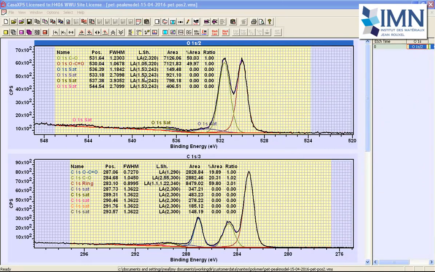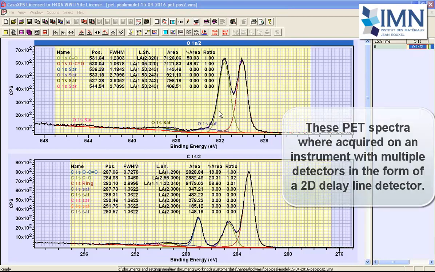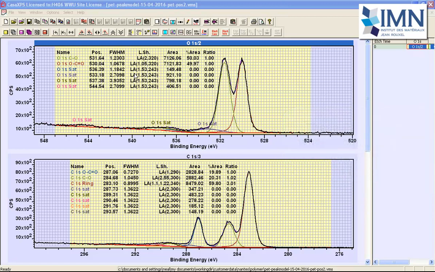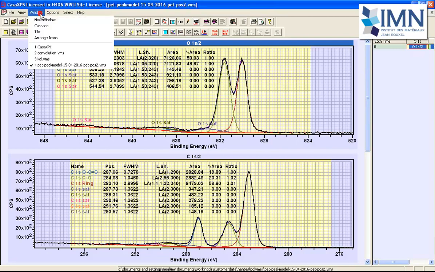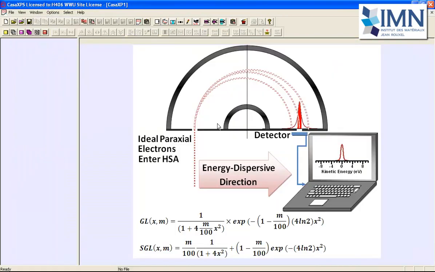We'll now look at why this LA line shape is capable of representing these data so well that we don't need parameter constraints. That is not to say that all peak models can be constructed without parameter constraints, but there are circumstances where the LA line shape favors a good outcome compared to other line shapes. If you consider how a hemispherical analyzer collects data, then this gives you the first indication of why the LA line shape works so well.